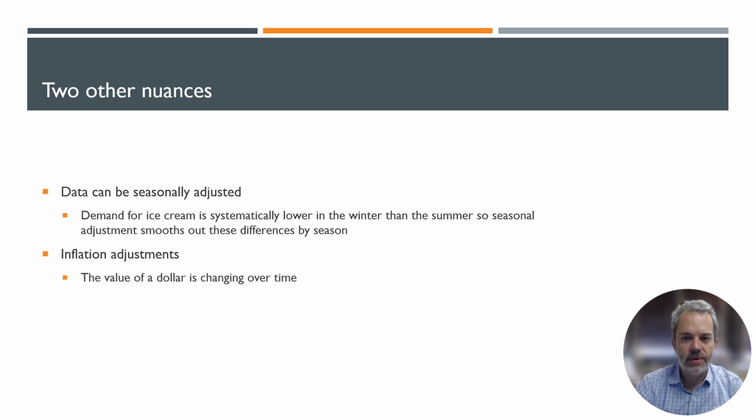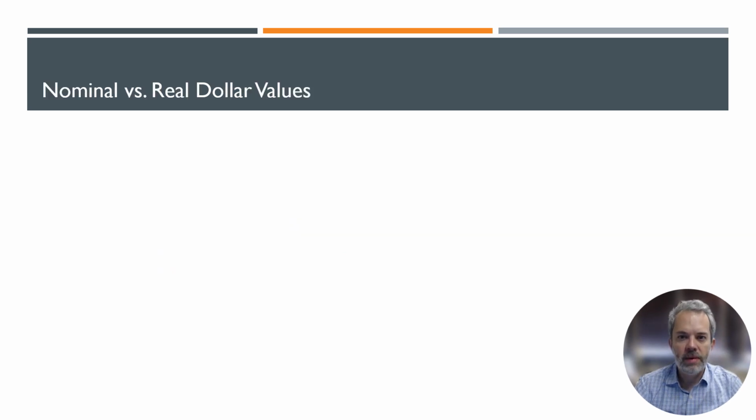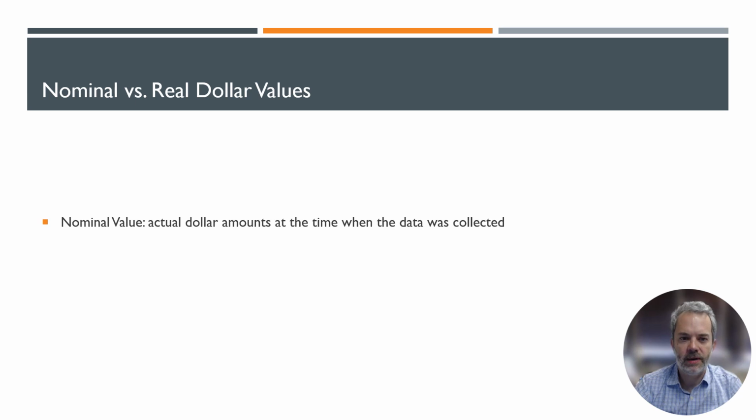The second issue is that the value of a dollar changes over time in a process we call inflation. As a result, $1 today is worth more than $1 tomorrow. Here's an example using employment, which shows a regular increase in summer jobs for younger workers. When we think about inflation, we need to keep two different values in mind. The nominal value is the raw value or raw dollar amount from when the data were collected. The real value converts nominal values into a value that's normalized for changes in inflation or the value of money over time.